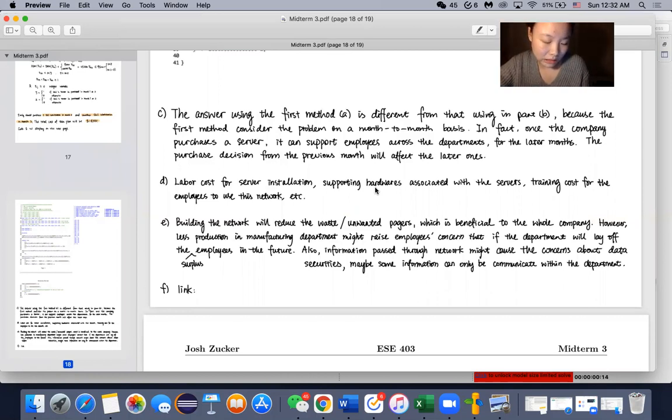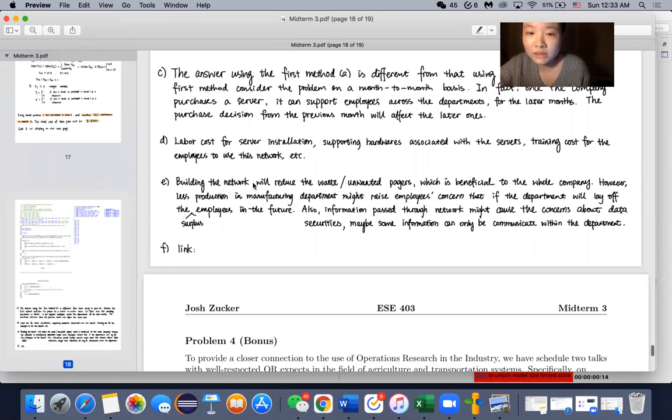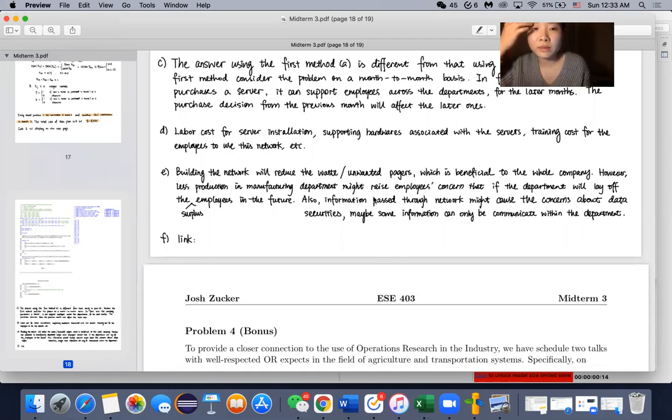And for part E, what further concerns might the various departments of this company have regarding the internet. I said here that it will reduce the waste of unwanted pages, but from the employees' perspective, the company might lay off the unnecessary employees in the future if they reduce the production in the manufacturing department.